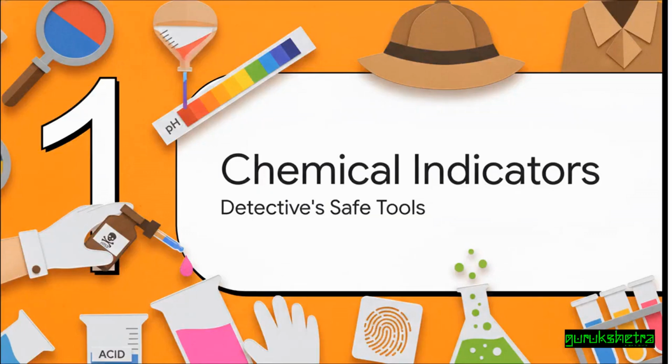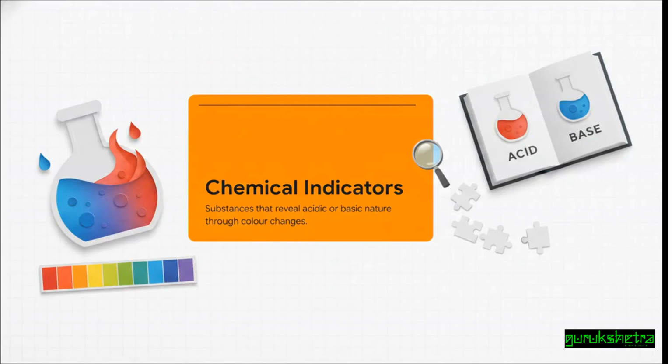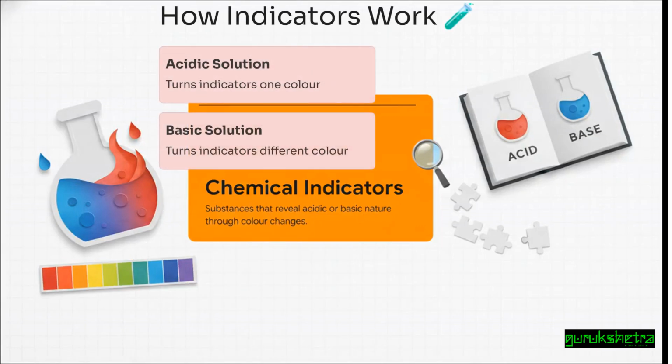All right, Section 1, what are chemical indicators? The detective's safe tools. Okay, so here is the core definition you're going to want to jot down in your notes. Chemical indicators are substances that reveal acidic or basic nature through color changes. It sounds simple, right? But it is incredibly powerful.